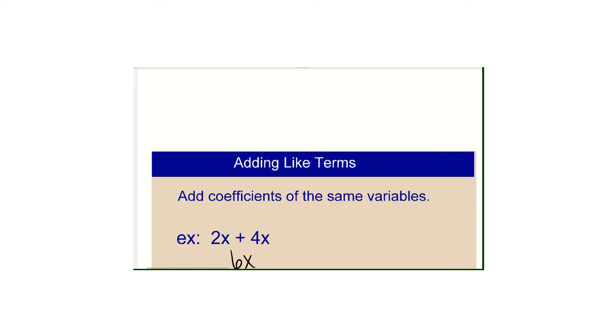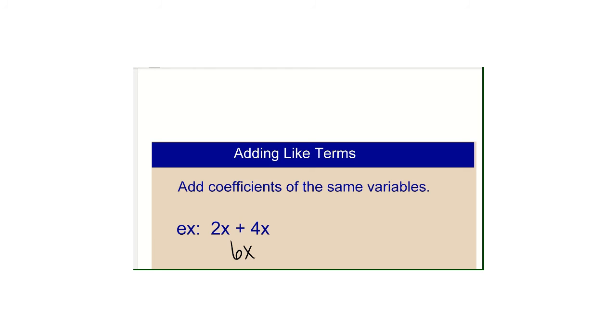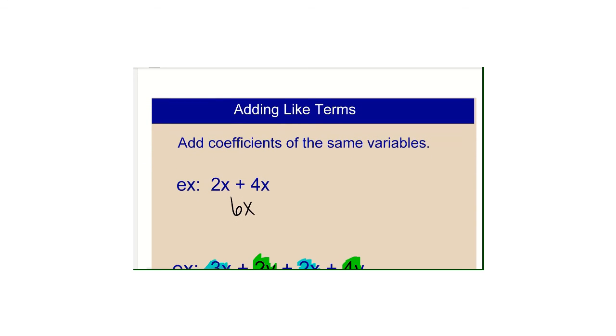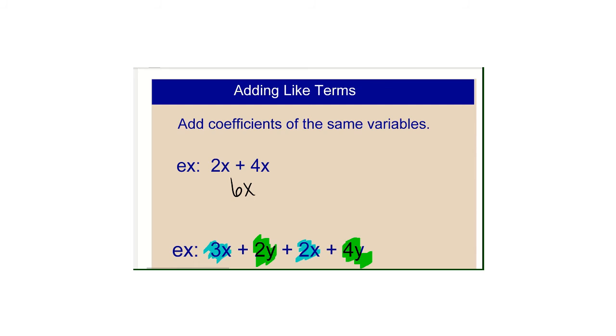All right, so on the next page, we have 2x plus 4x. And like I mentioned, you're going to be adding your coefficients and just keeping your variable. I would like you to try the next problem, please, and then check back. So in the next problem, we had 3x plus 2y plus 2x plus 4y.